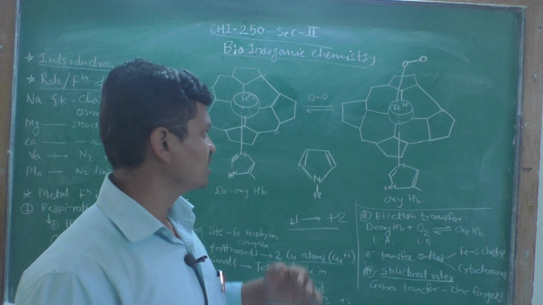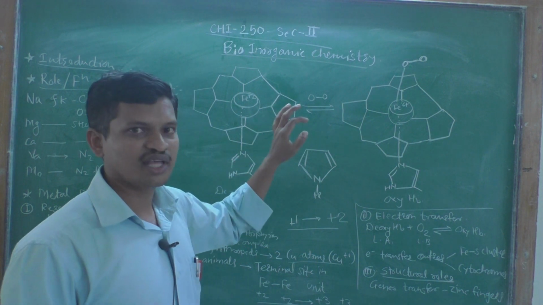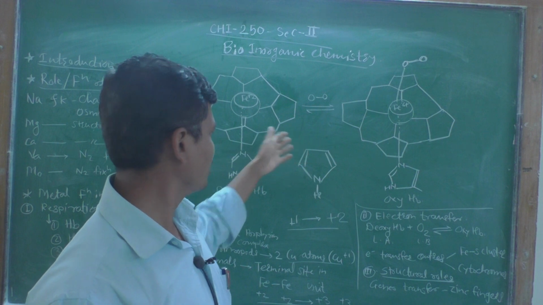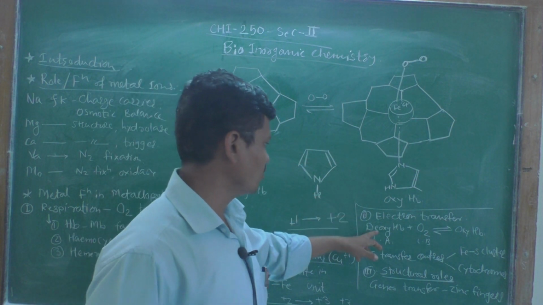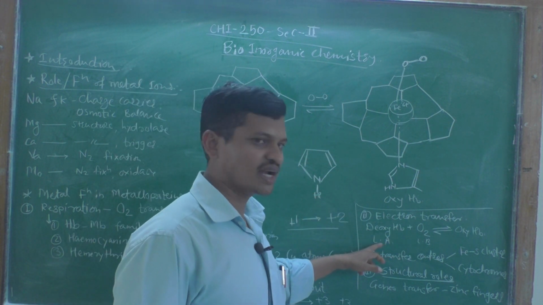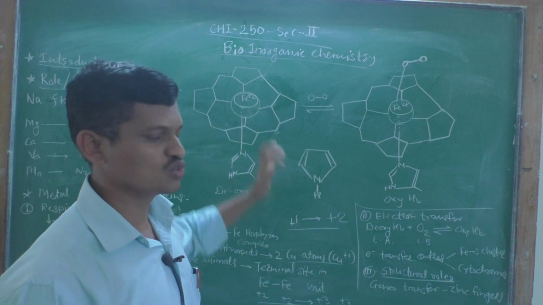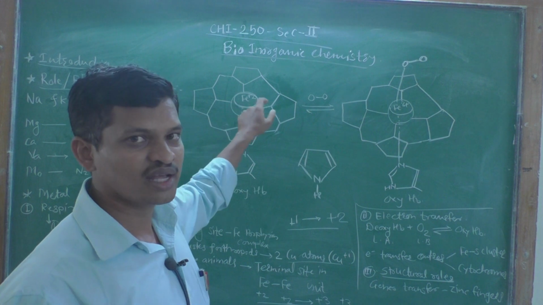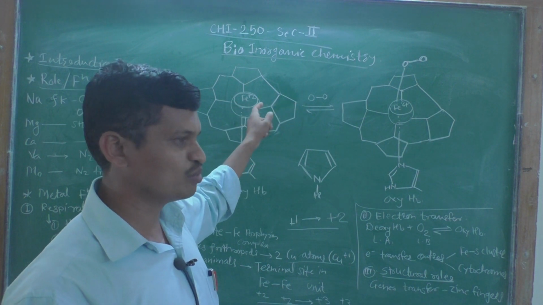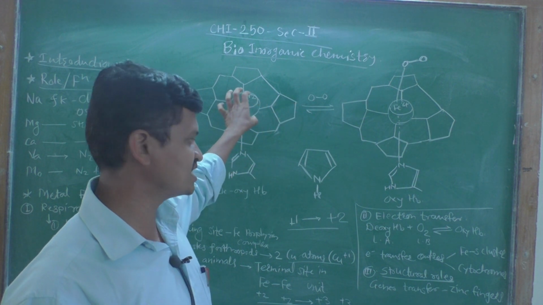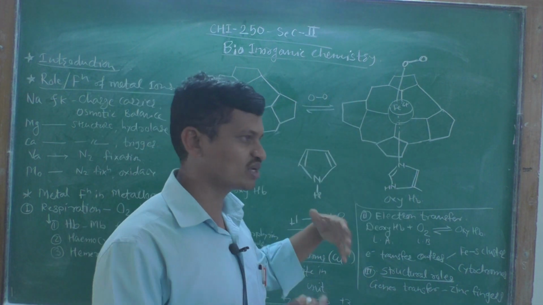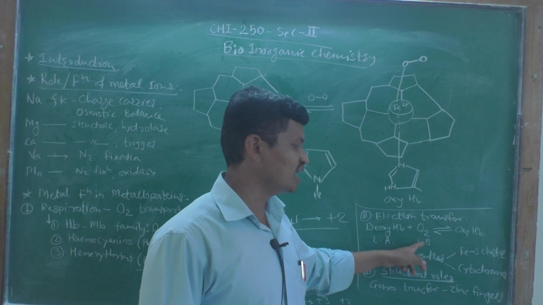For example, the example we have already seen: deoxyhemoglobin acts as a Lewis acid. Lewis acids are electron deficient, so it is carrying an Fe2 plus ion. And the O2 molecule, having a lone pair of electrons, acts as the electron rich center, so it acts as a Lewis base.